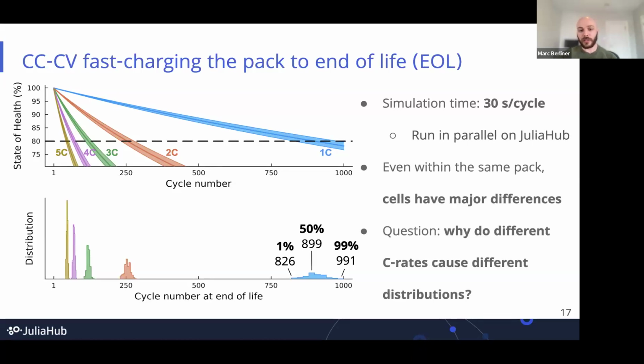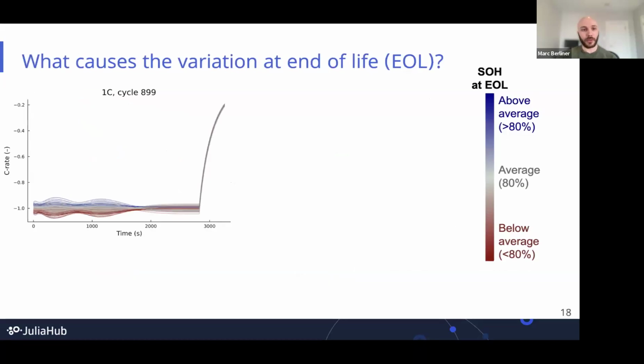One question that is natural to ask as a result of these different distributions at end of life is, why is this the case? Why do different C rates cause such a wide and changing distribution for end of life behavior? Because with JuliaSim Batteries, we truly simulate every single cycle and every cell at every cycle, we can investigate root causes, like what is causing this variation.